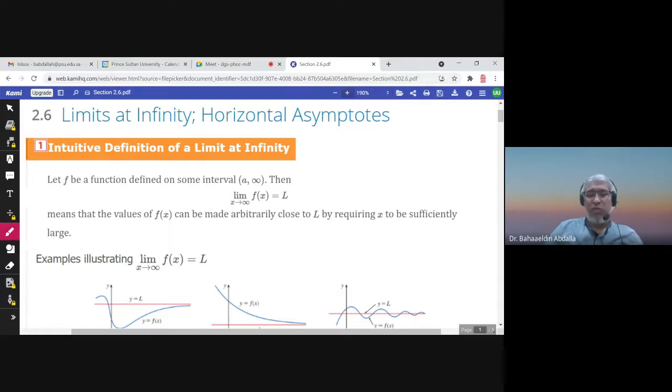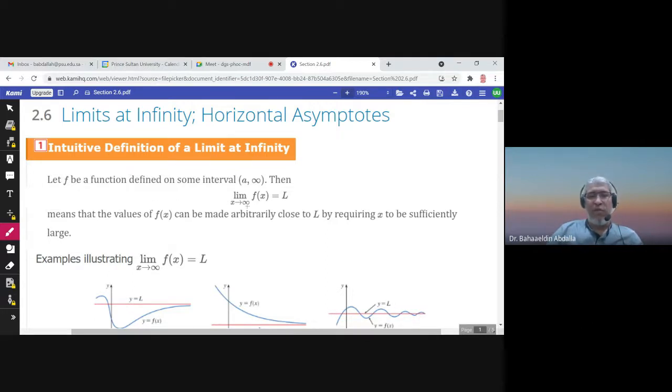This is section 2.6, limits at infinity and horizontal asymptotes. This is a very important section. We will learn how to find the horizontal asymptotes of a graph and how to find limits at infinity.